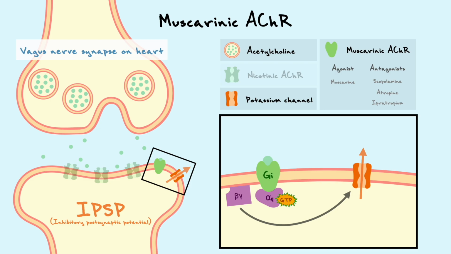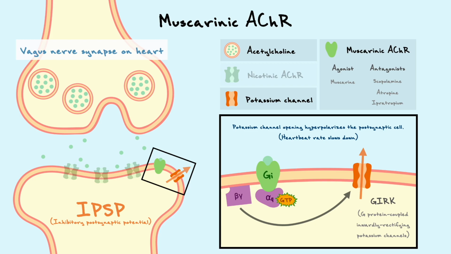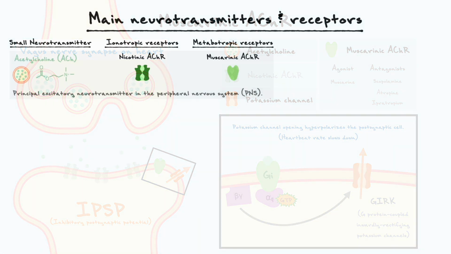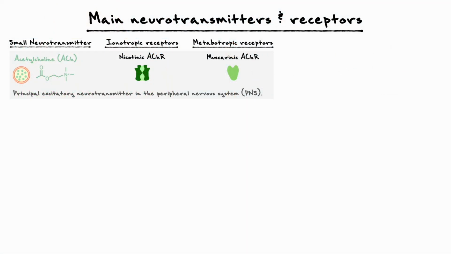The opening of these channels hyperpolarizes the cell towards the equilibrium potential of potassium, which is always lower than the resting membrane potential. In terms of the heart, the activation of the vagus nerve and the muscarinic receptors causes the heart to beat slower. Also for reference, these potassium channels that the beta-gamma subunit open are named G-protein-coupled inwardly rectifying potassium channels, or simply GIRK. With this covered, we now have a good idea behind what's going on with acetylcholine across the body.